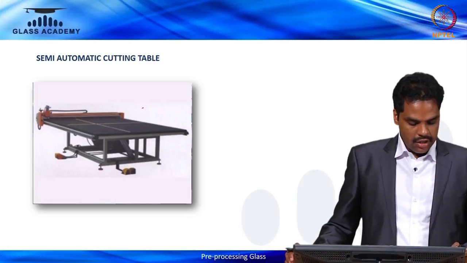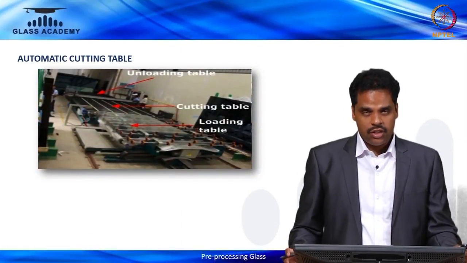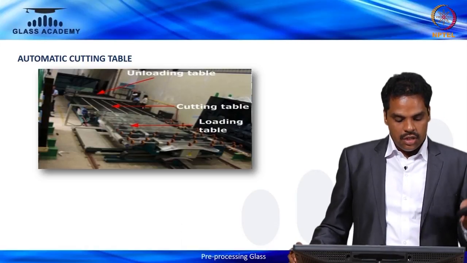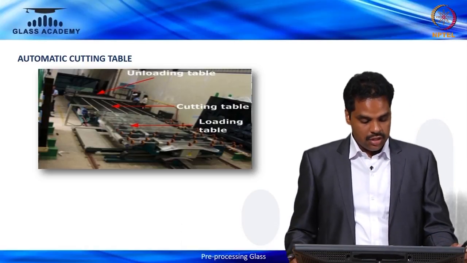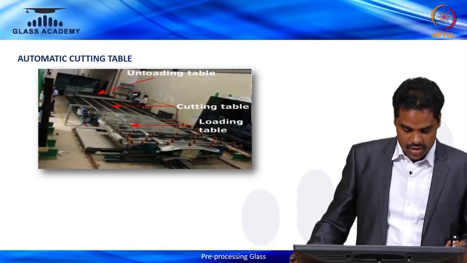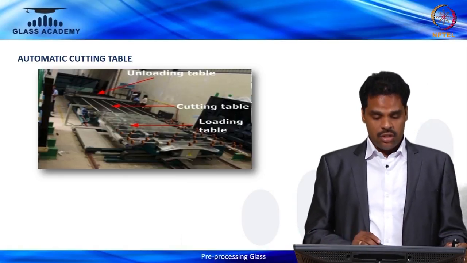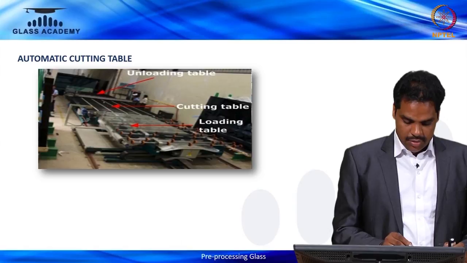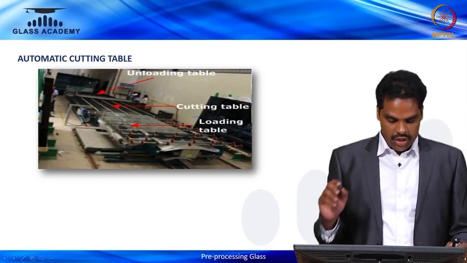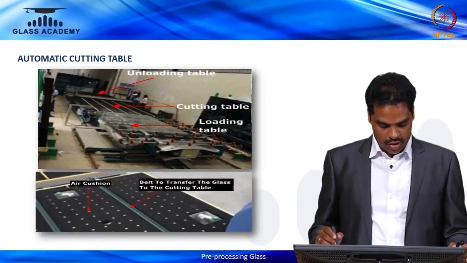And the third thing is the automatic cutting table. You can really see this all over the processing place. This setup is quite common in all the places. I will explain the parts of this automatic cutting table. You can see the loading table and the cutting table here, and the third and last one is the unloading table. And I will explain how it works.